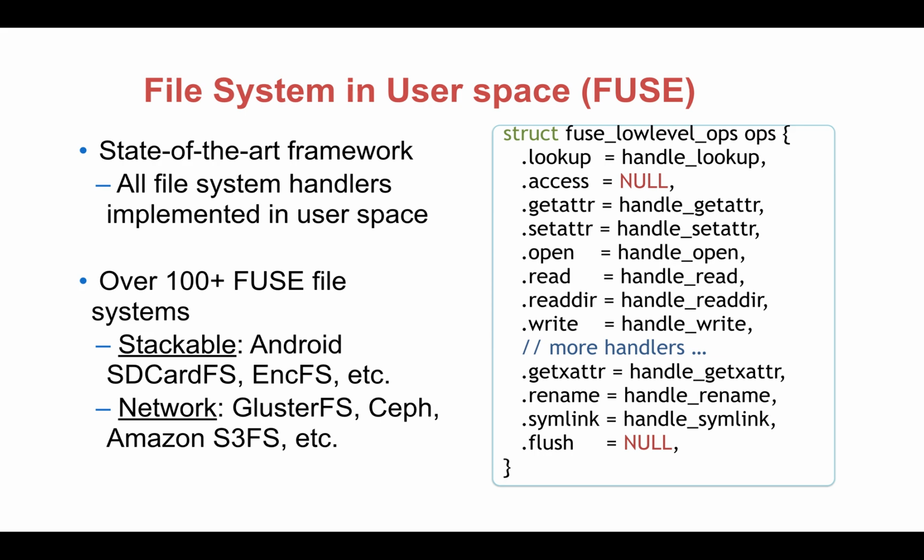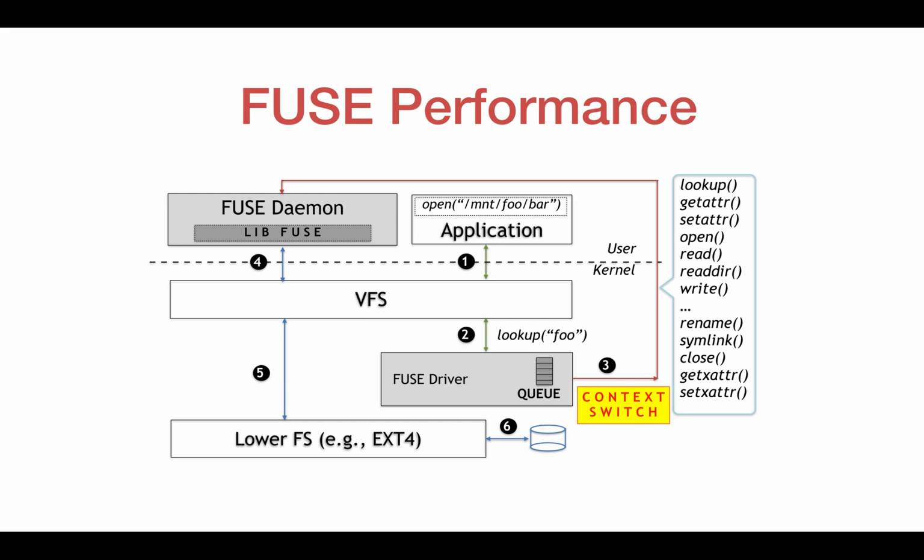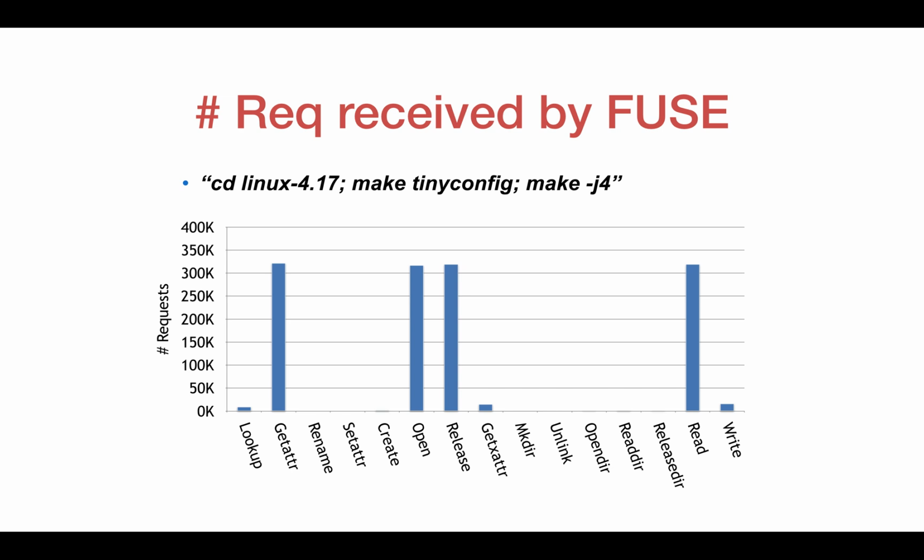Under Fuse, all file system requests are served in user space. We evaluate performance of Fuse using Linux compilation workload. Despite all optimization, Fuse reports a high overhead compared to ext4. The main cause of performance overhead is context switching and data copying that occurs while serving file system requests in user space. As seen from the chart, we see a lot of context switches to user space for kernel compilation workload. Therefore, if we reduce the number of context switches to user space under Fuse, we can improve its performance.